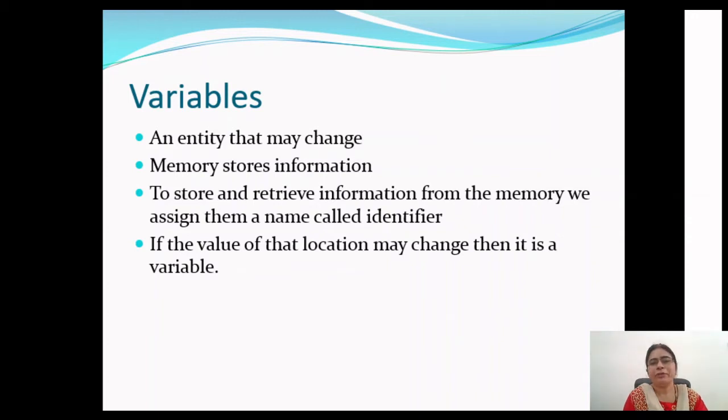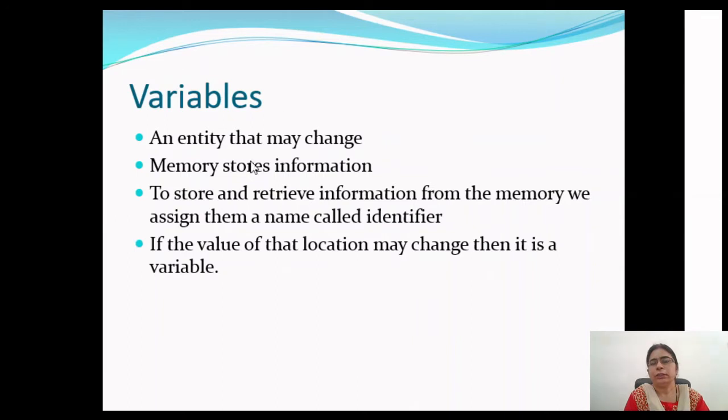So in memory, we are creating space with an identifier, a name that will point to that particular space. And now if we can change the value of that particular space that we have allocated in memory, we call that identifier a variable. If we are not able to change the value of that particular space or that particular identifier, then we call it a constant. So basically a variable is an entity that may change.